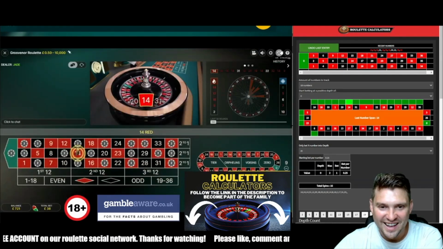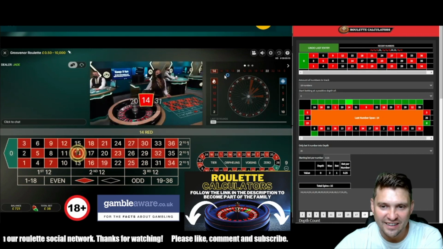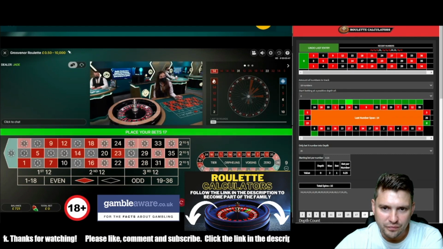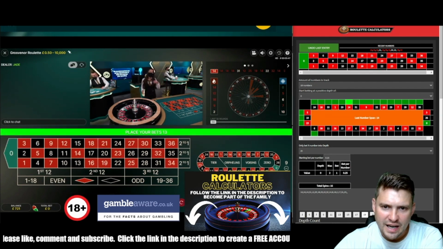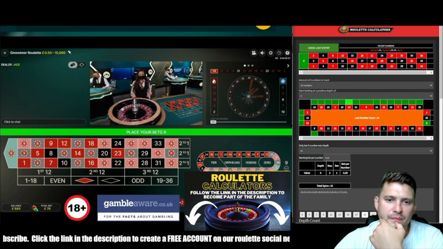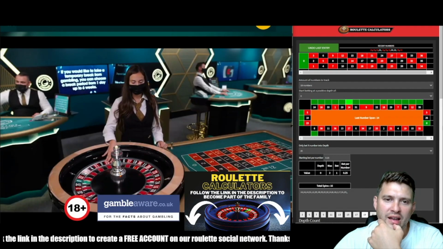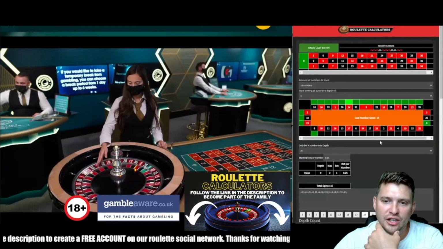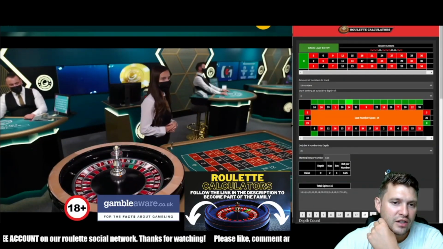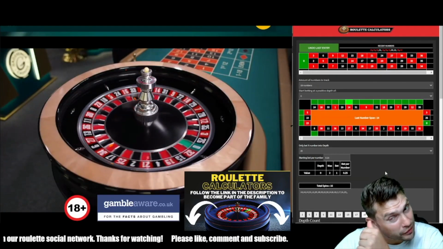$14 again. Absolutely insane. 14, 14, 14, 14. He's sticking with that unhighlighted section. Now, this is where the dealer could have completely changed what she's doing and is just hitting that highlighted zone now. So you've got to be careful when doing this, especially with a progression like that.